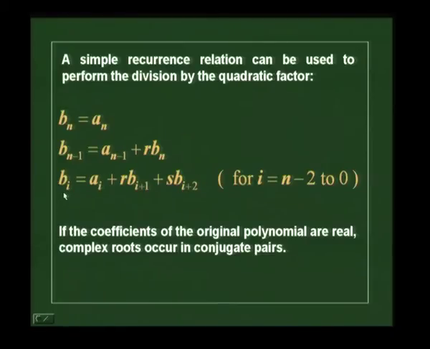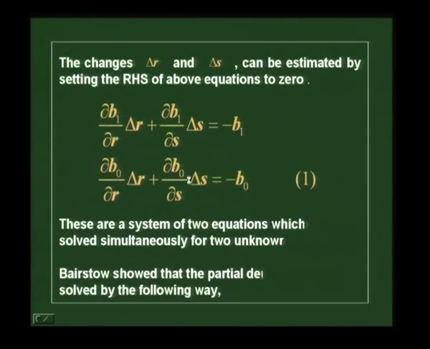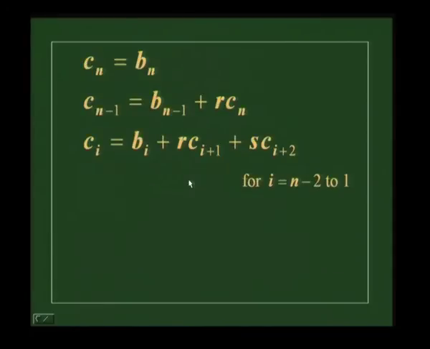So, b1 will be a0 plus r b2 plus s b3. So, del b1 by del r will be b2 and del b1 by del s is b3. And similarly, del b0 by del r will be b1 and del b0 by del s should be b2, and that is what I can use. I can substitute that in this equation, and then I get a set of linear equations, and I can solve that.